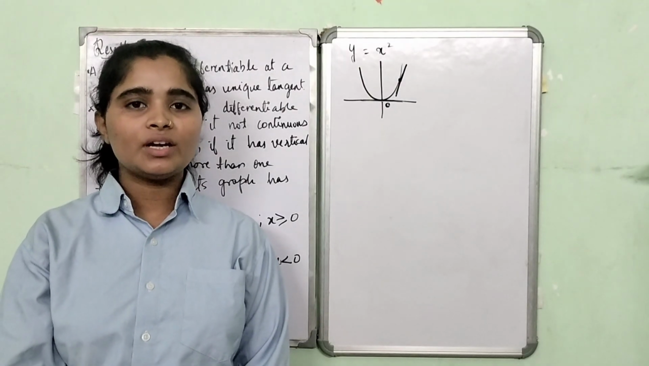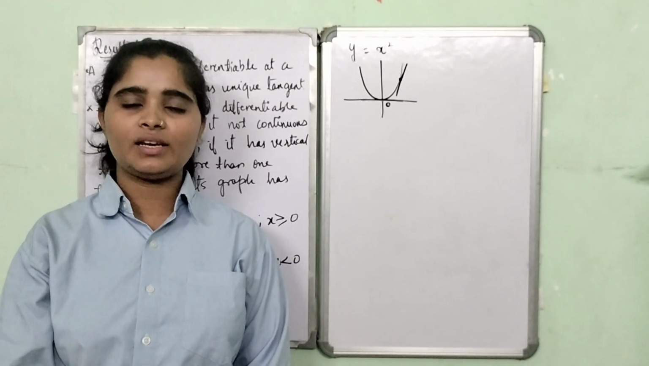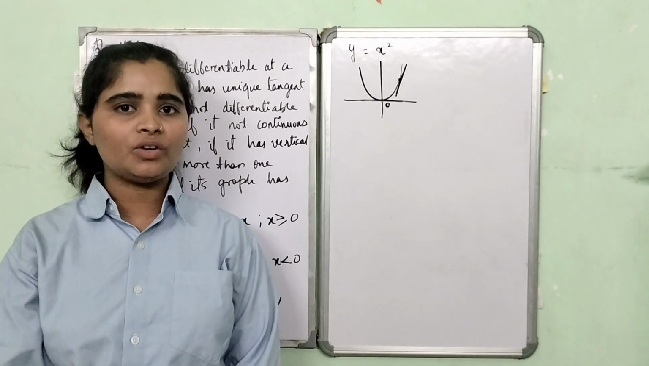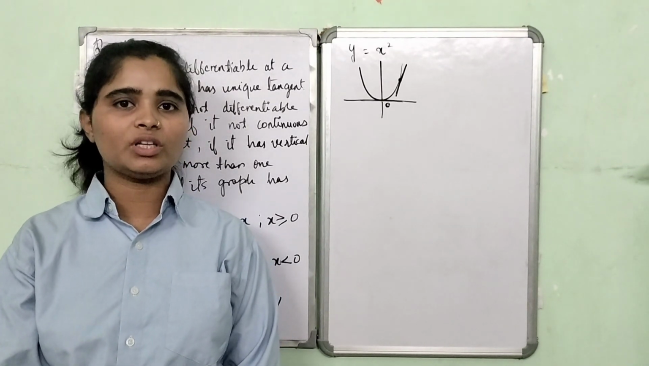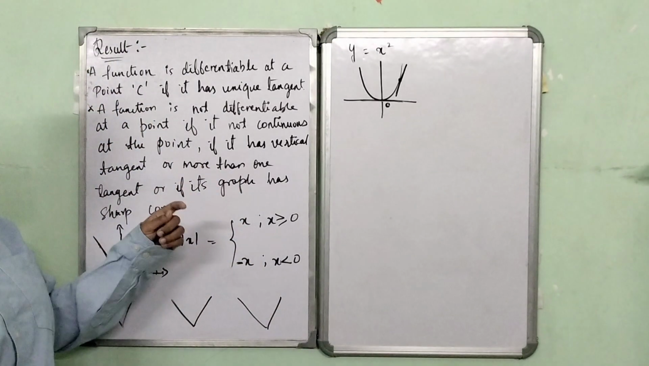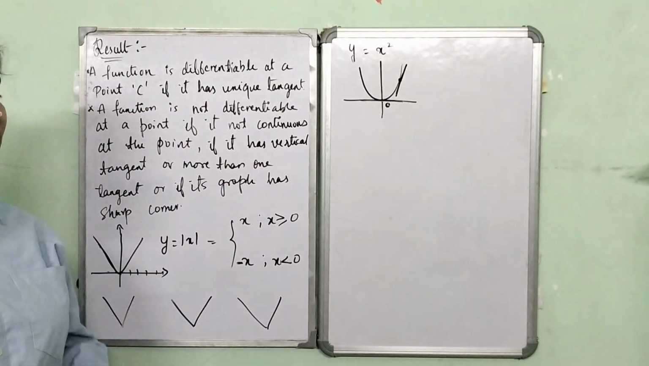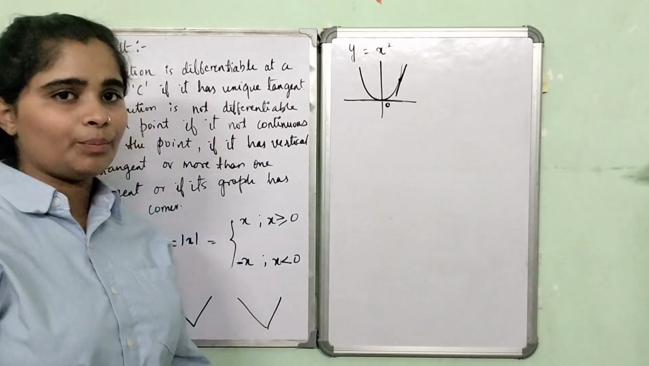Next, we are going to learn one previous year question which was asked in IIT JEE 2022. But before going to that question, I want you to learn one result which will help us to solve the previous year question. The result says, a function is differentiable at point c if it has a unique tangent. Let us try to understand this with an example.